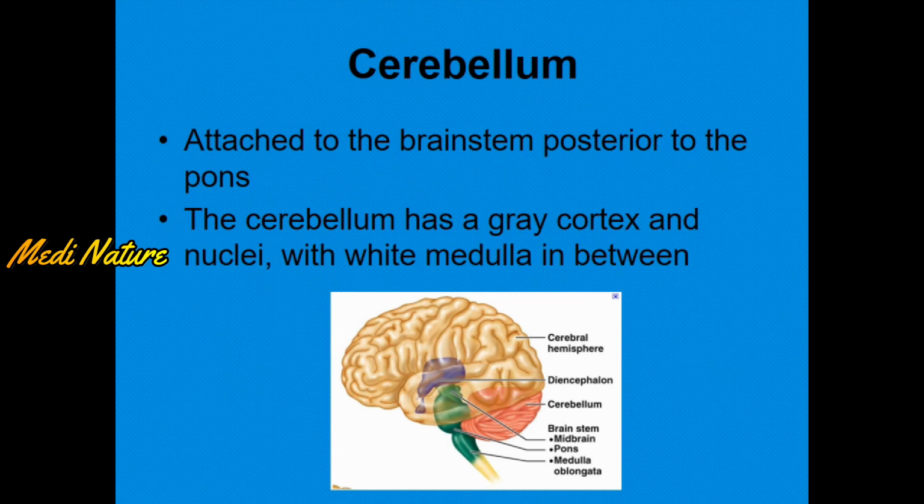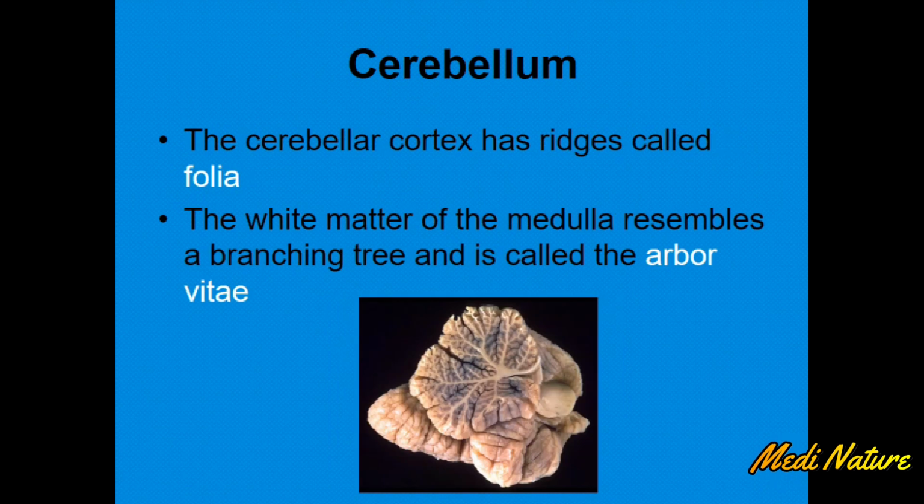Now we are going to talk about the cerebellum. It is attached to brainstem posterior to the pons. The cerebellum has a gray cortex and also nuclei with white medulla in between them. When we are considering the gross anatomy of cerebellum, the cerebellar cortex has ridges called folia, and the white matter of the medulla resembles a branching tree, therefore it is called arbor vitae. So you can see the folia as well as arbor vitae in the image below.